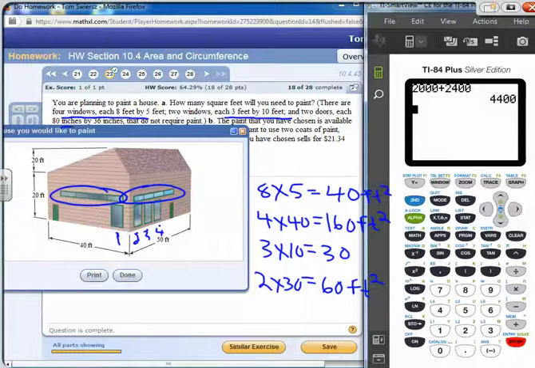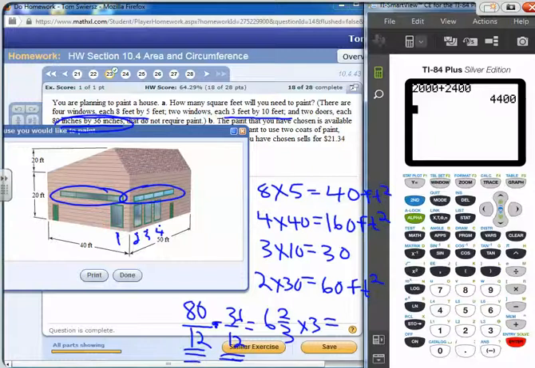Then there are 2 doors, each 80 by 36 inches. The doors are 80, but to convert inches to feet we divide by 12 because there are 12 inches in a foot. So 80 divided by 12 is 6 2/3, and 36 divided by 12 is 3. 6 2/3 times 3 comes out to exactly 20 square feet. There are 2 doors, so 2 times 20 is equal to 40 square feet.